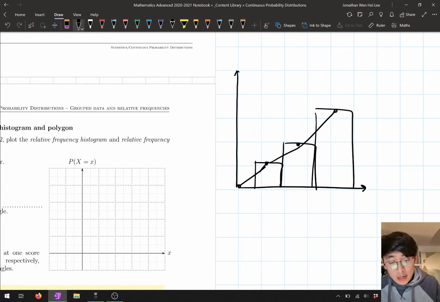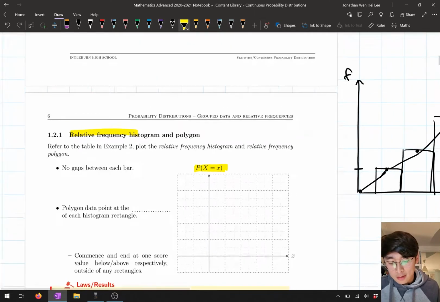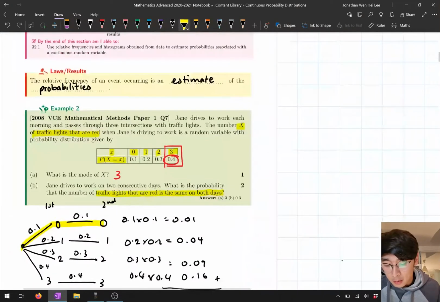Now with a frequency histogram and polygon, on our y-axis is our frequency. So the frequency tells me how often each one of these scores happen. But with a relative frequency histogram and polygon, what we are showing on the y-axis is not the frequency, but if you notice here, that is our probability. What's the likelihood of each one of these events happening? Now, if you have a look, we're going to refer back to this table in example 2.